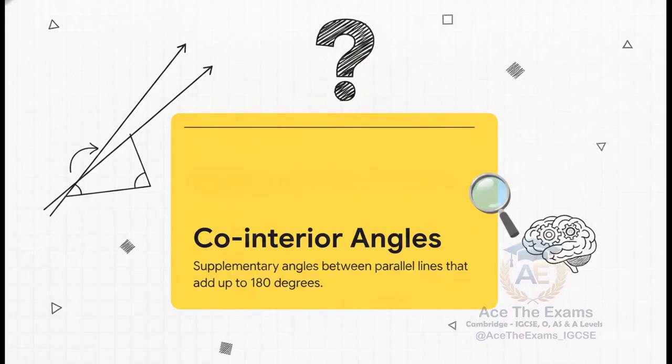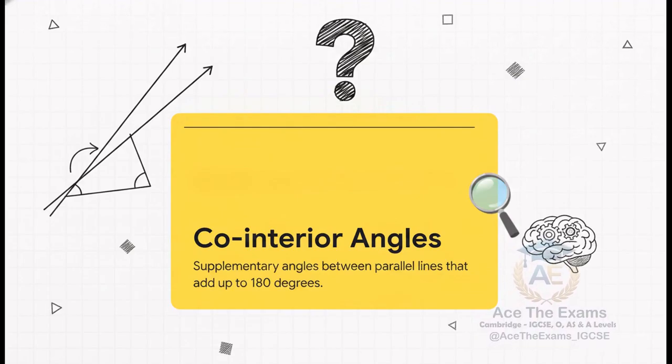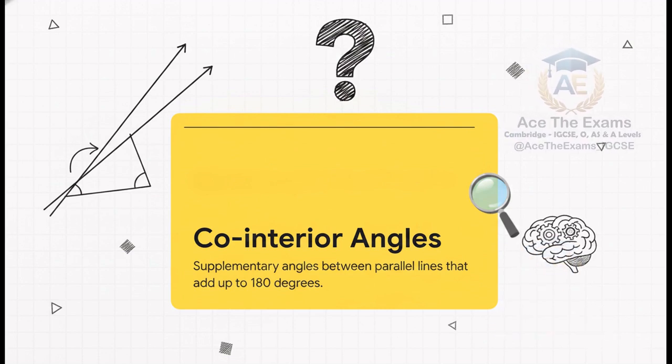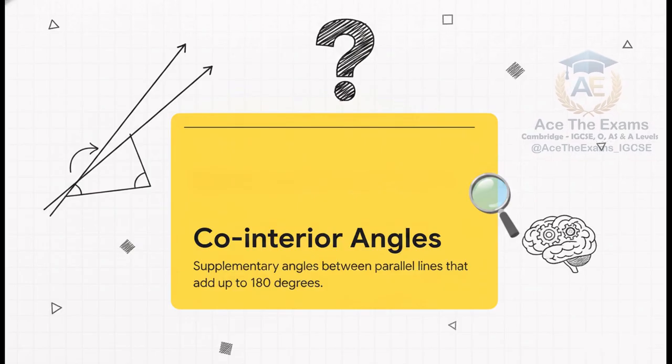Now, sometimes called allied angles, co-interior angles behave a little differently, and this is super important. They add up to 180 degrees, rather than being equal to each other. This right here is a massive stumbling block. Students see parallel lines and immediately assume all the marked angles are exactly the same. No way! This is where your analysis must be razor sharp.